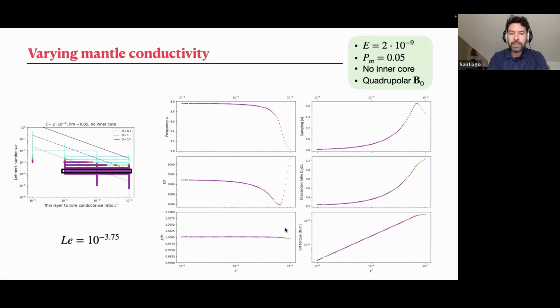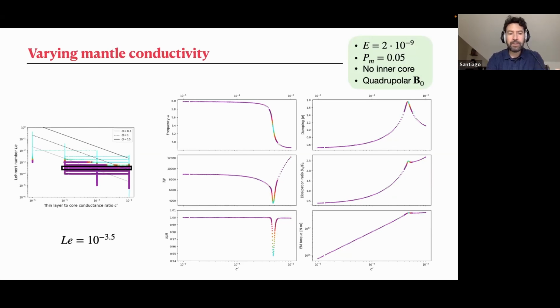And if we change the Lehnert number, the torque increases, and all the other quantities also change as well. Particularly, there is a peak in the damping, and there is a dip in the toroidal to poloidal ratio. The frequency changes, and so on. And what happens if I keep increasing the Lehnert number? Then this peak is more pronounced, and there is a very clear change in the frequency. There is a huge dip in the toroidal to poloidal ratio, which means in particular that the quasi-geostrophic character of the modes is somewhat lost at this point.